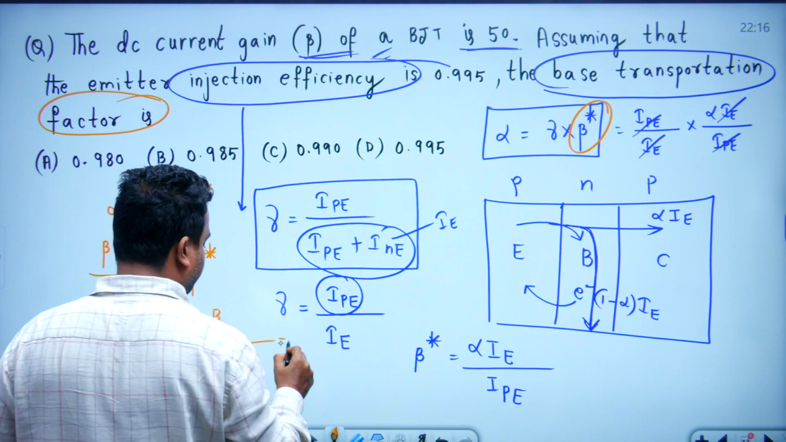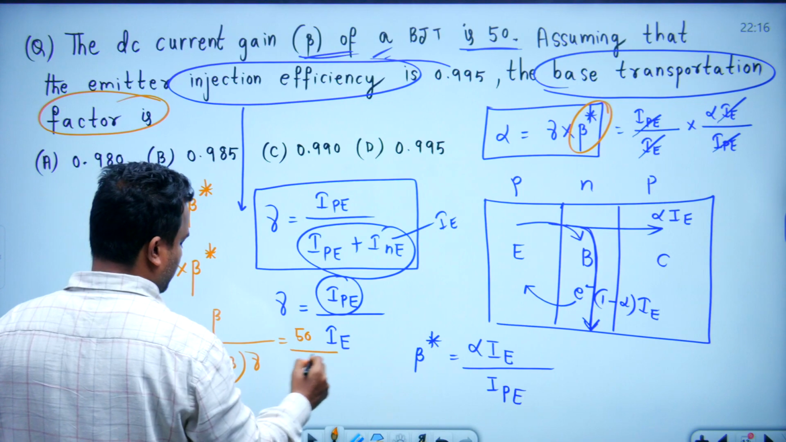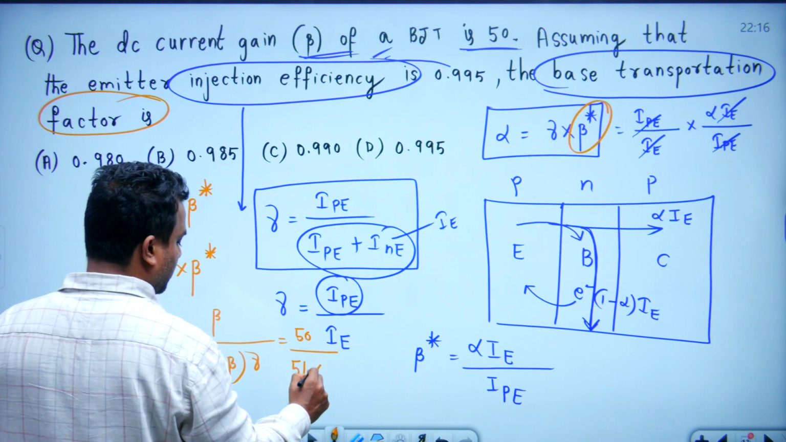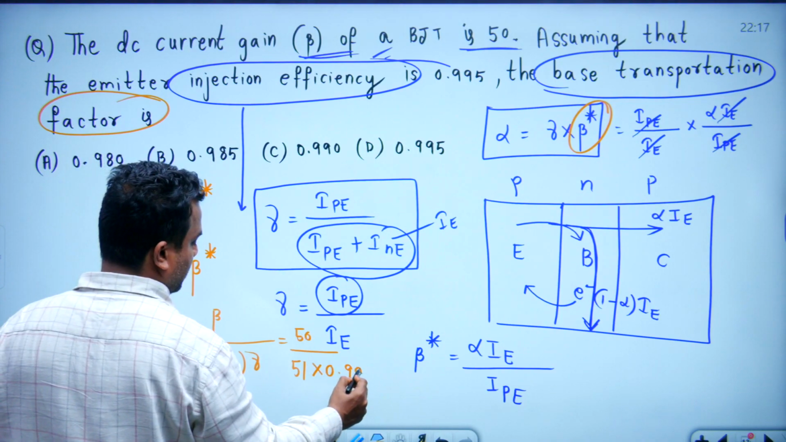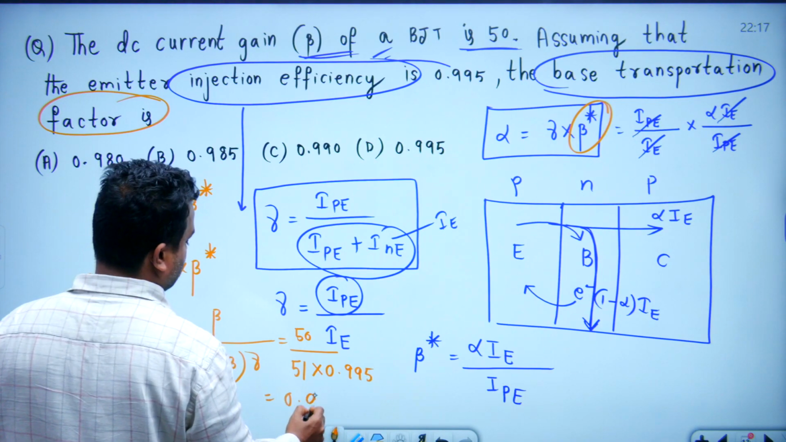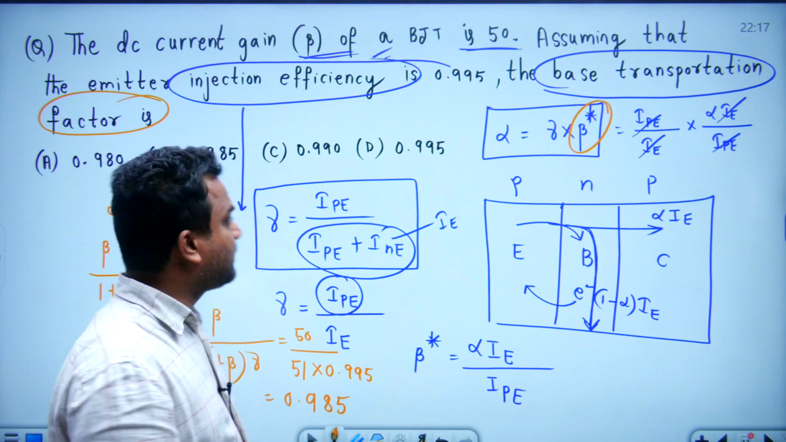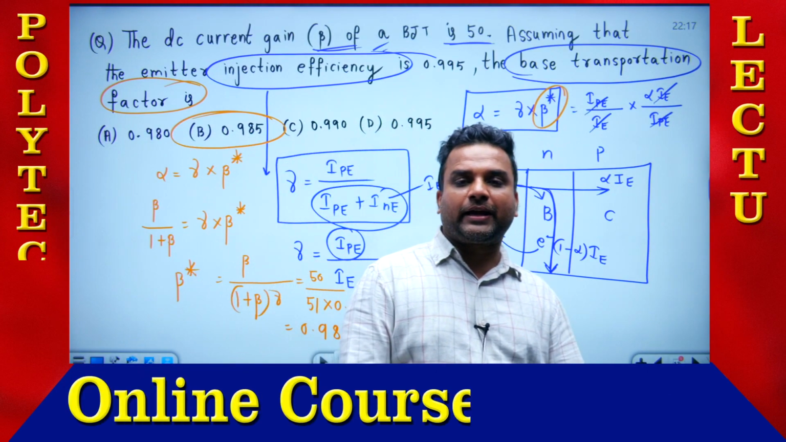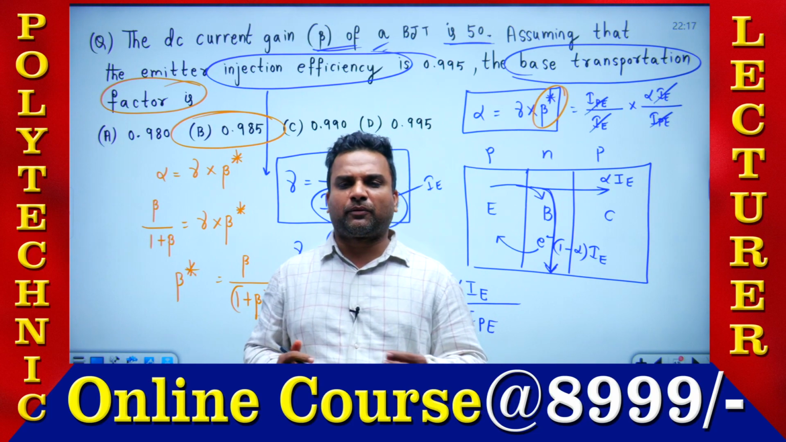Now the beta is 50, so 50 by 50 plus 1, 51, into gamma 0.995. When you simplify, you get 0.985. So what is the correct answer? Option 2, option B, 0.985.